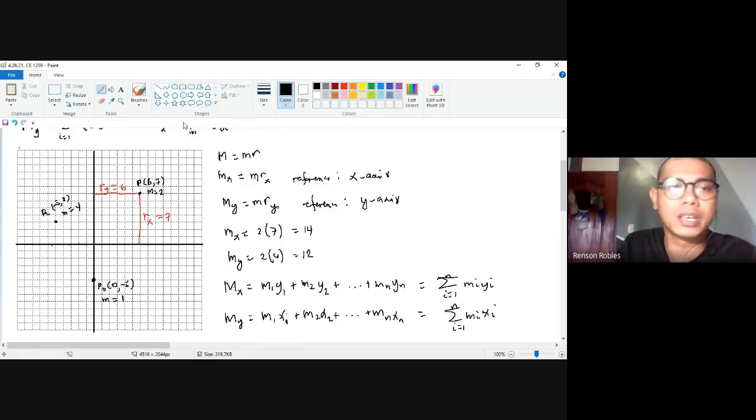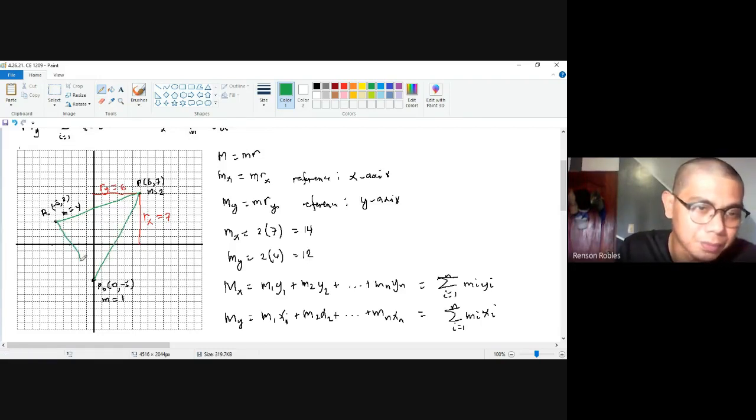Okay, and then connect natin. I'll be using another color. Let me use green. Okay, and this is our system. It's a triangle.